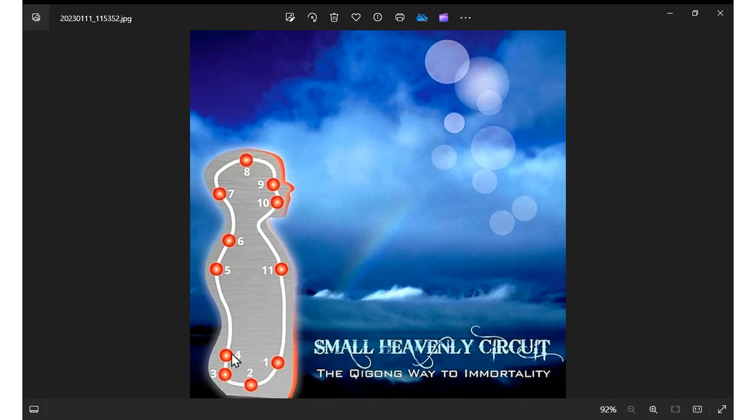Breathe in all the way up. And exhale all the way down. Breathing in all the way up. And exhaling all the way down. Just feel that energy flow. Take a few breaths on your own now.